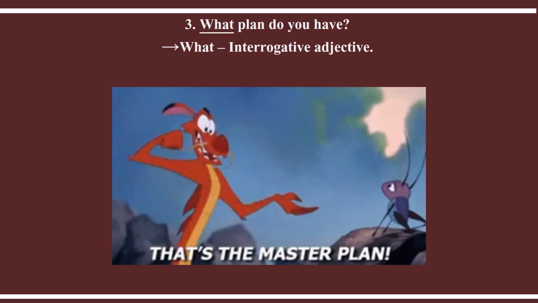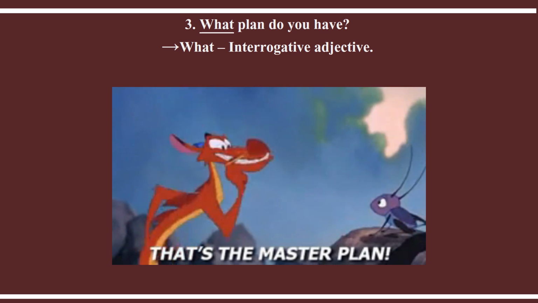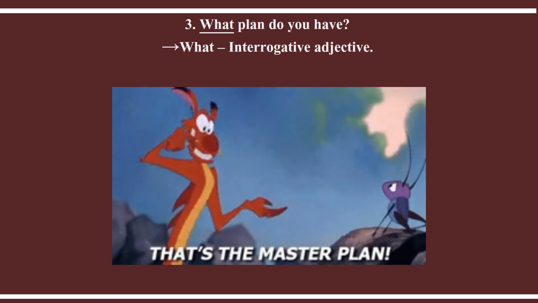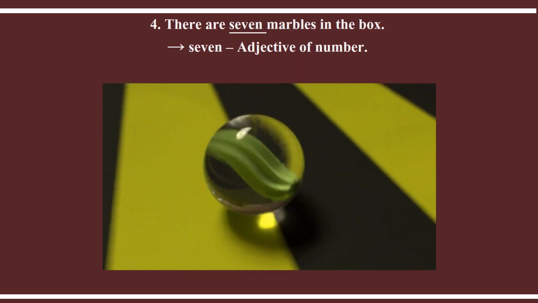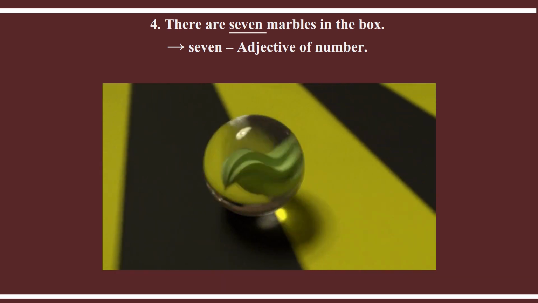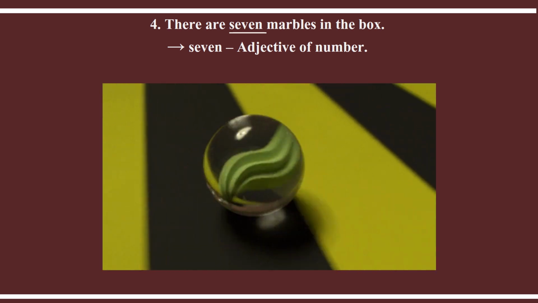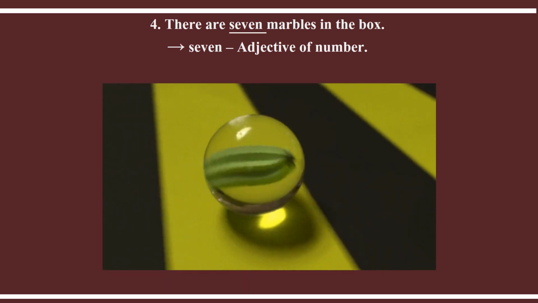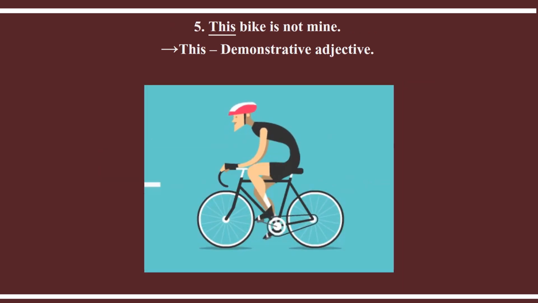Third, what plan do you have? What is an interrogative adjective, as it asks the question about a noun. Fourth, there are 7 marbles in the box. 7 is an adjective of number, as it is used with the noun which can be counted. Fifth, this bike is not mine. This is a demonstrative adjective, as it points to the bike, that is a noun.